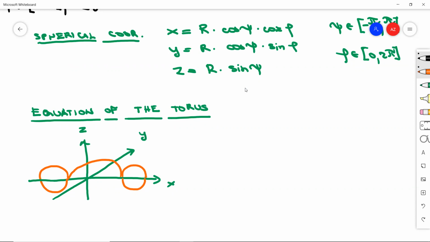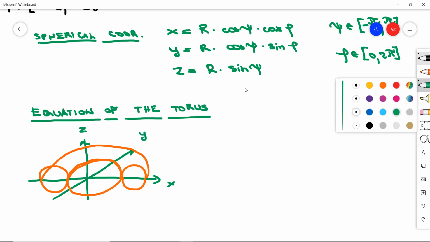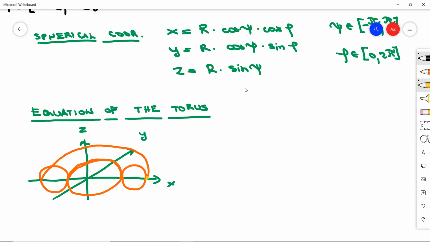Here and here. Now I'm rotating. So what I'm drawing is a trace of this point. I took this point and I'm drawing its trace when we rotate it around the Z axis, and we get a circle. And then I will do the same for this point, the yellow point. Again, I rotate it around the Z axis, and I get a bigger circle.